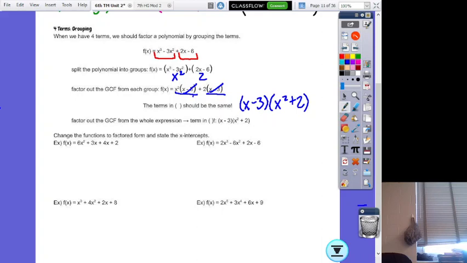Okay, first thing is GCF. Second thing, if it's 4 terms, it's grouping. That's as far as we're going to go for today. Okay, so these 4 problems right here.